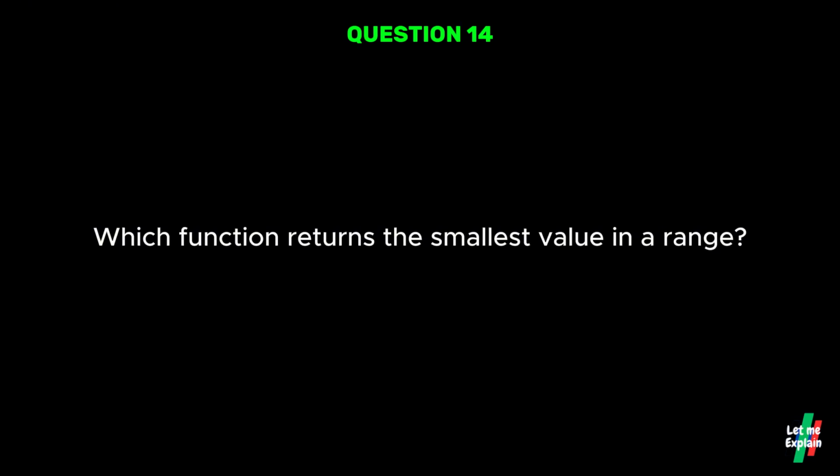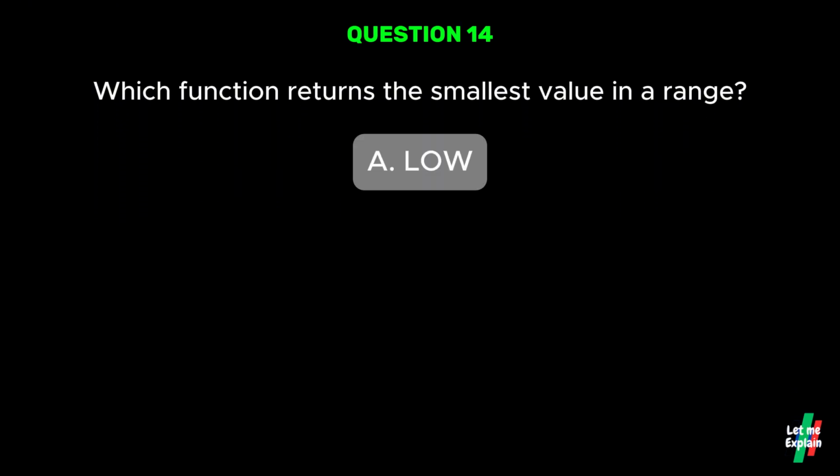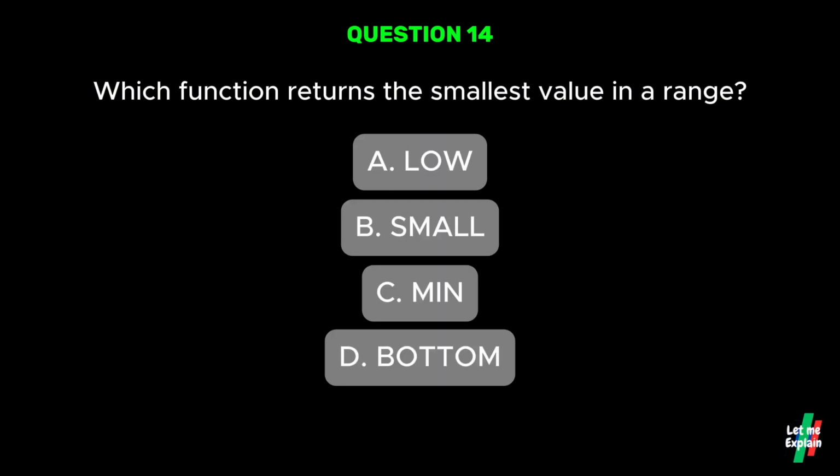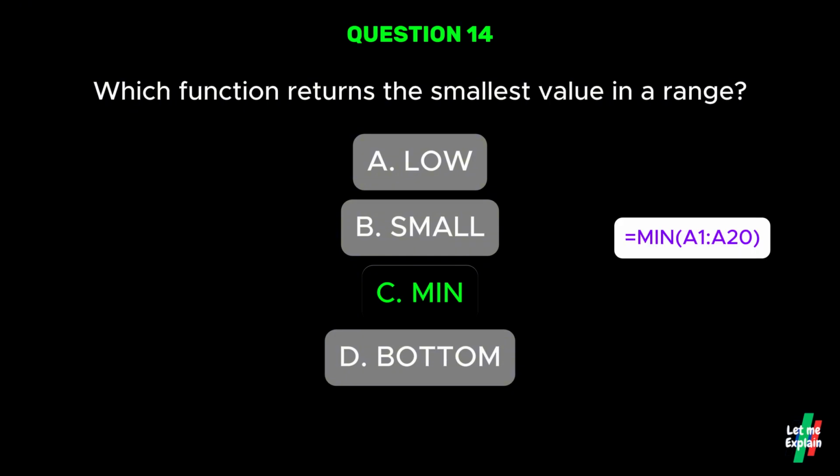Question number 14. Which function returns the smallest value in a range? Low, small, min, bottom. The correct answer is C. The min function finds the lowest numeric value in a range. For example, equals min from A1 to A20.